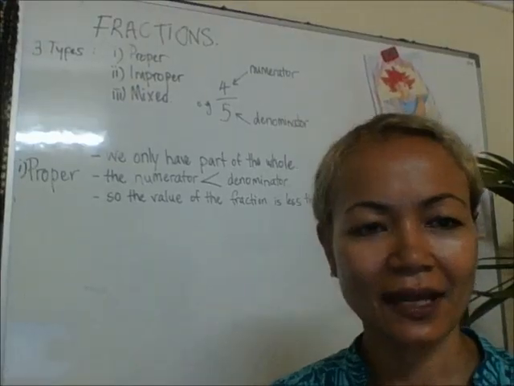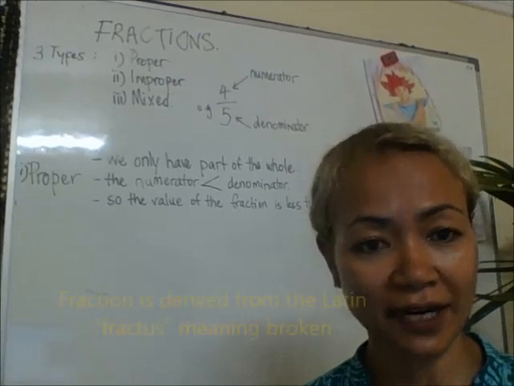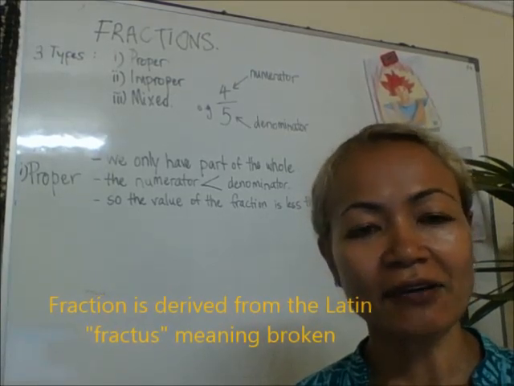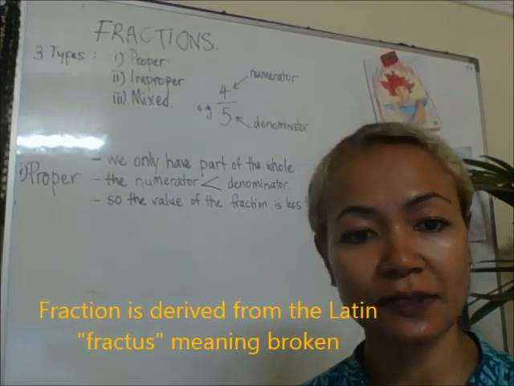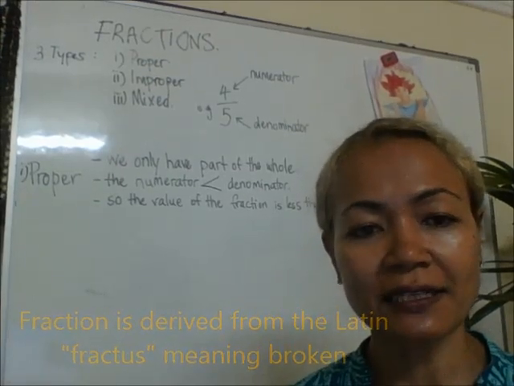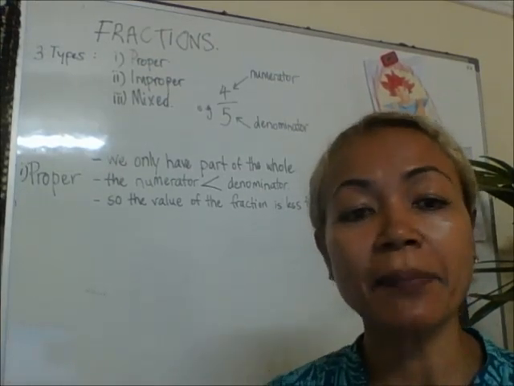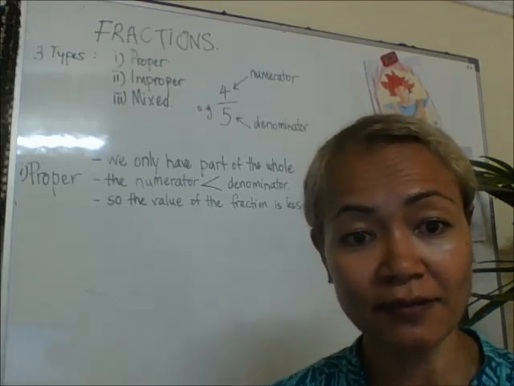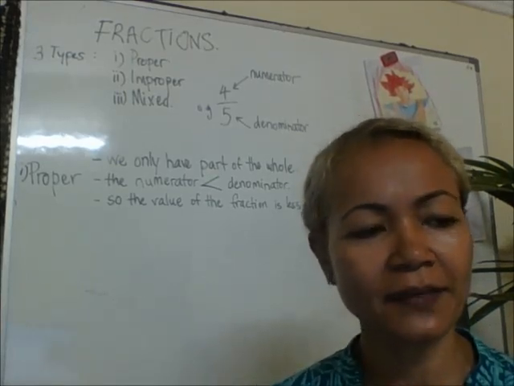Okay, a little bit of work on fractions. So we'll start at the beginning. What is a fraction? A fraction comes from the Latin word fractus, which means broken. So it represents a part of the whole. It's something that's broken, right? Only part of the whole.